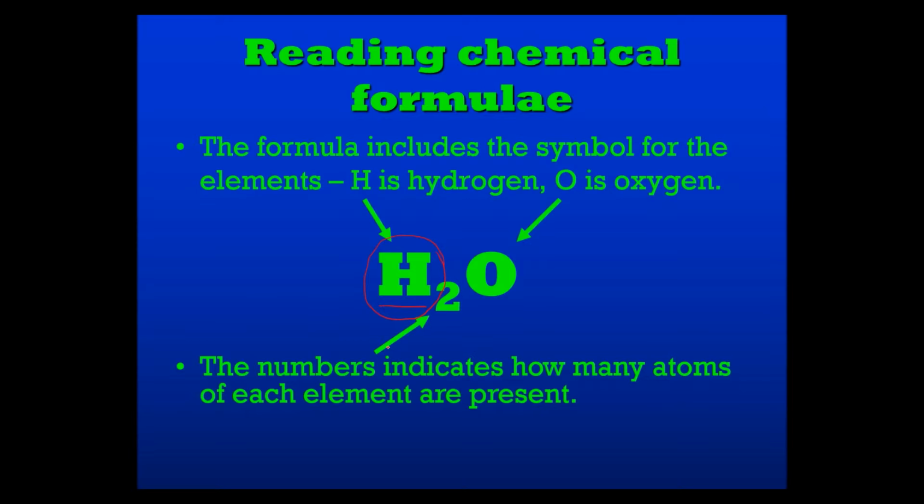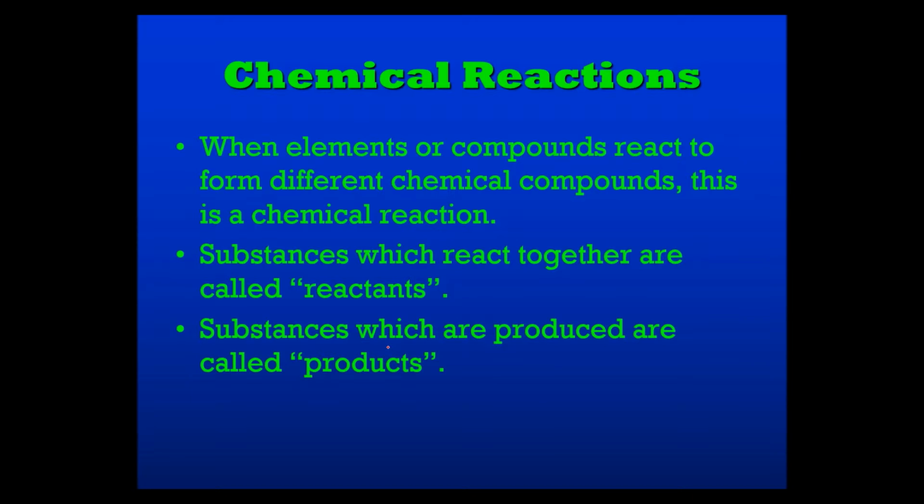This doesn't tell us about how the atoms are connected up though, and that's something else that we'll look at later on. Now, how these substances are formed is through chemical reactions, and we need to be able to describe that in a bit of detail. So when we are causing a chemical reaction, we have substances that are going to get consumed, get used up in that reaction, and they are called reactants.